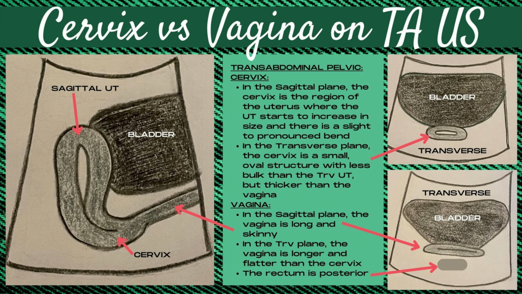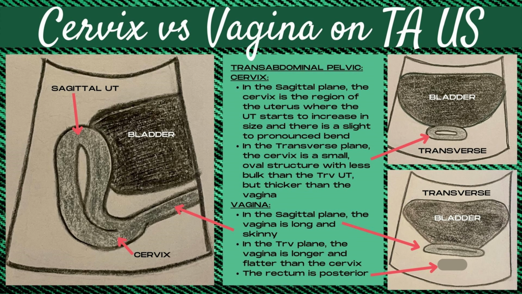When you're first learning to scan a transabdominal ultrasound, it can be very easy to mistake the transverse cervix or the transverse vagina for the transverse uterus. In a transabdominal pelvic ultrasound, in the sagittal plane, the cervix is the region of the uterus where the uterus starts to increase in size compared to the vaginal canal, and there's also a slight to a pronounced bend in this region. In the transverse plane, the cervix is a small oval to round structure with less bulk than the transverse uterus, but thicker than the vagina.